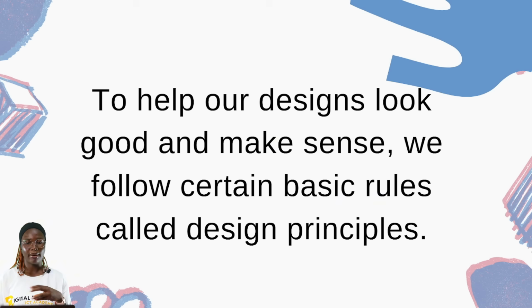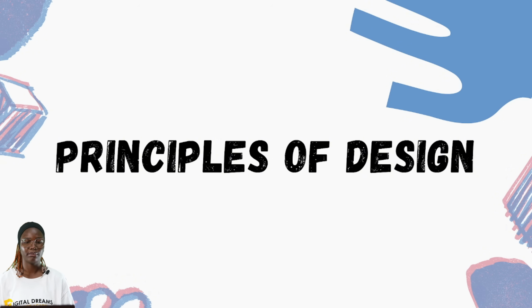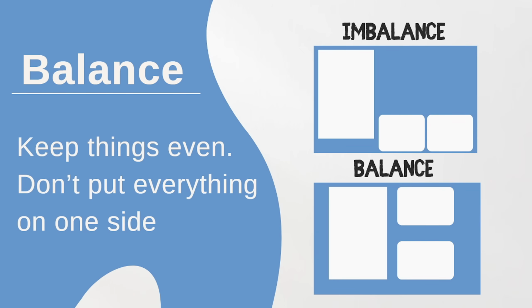Okay, so to help our designs look good and make sense, we follow certain rules called the design principles. Okay, so they are the principles of design. They are rules that guide our design. So why don't we look at them? The first one is balance. Balance keeps things even, all right? Don't put everything on one side, okay?